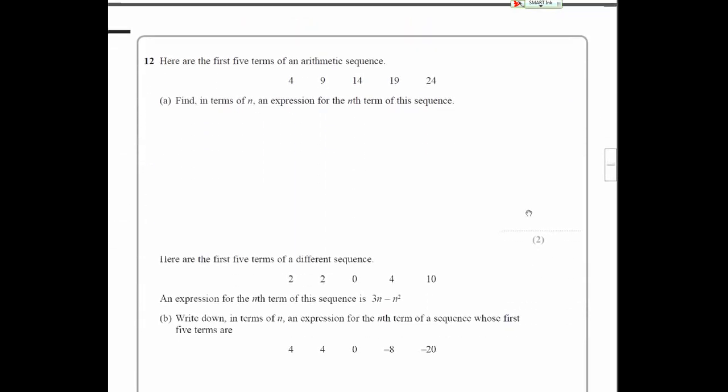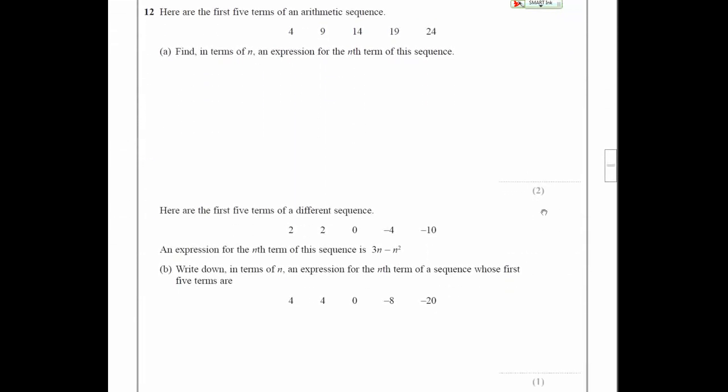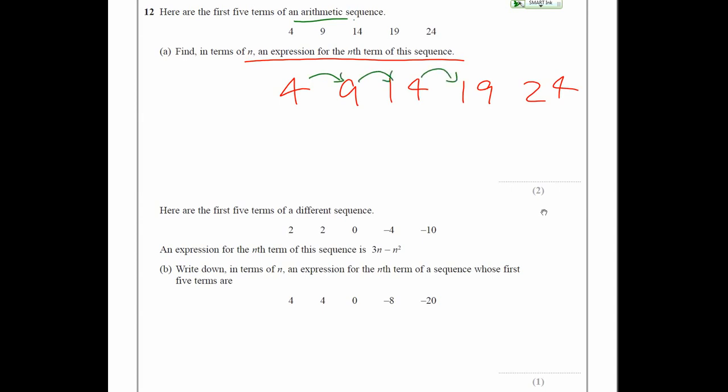Here's the first 5 terms of an arithmetic sequence: 4, 9, 14, 19, 24. Find, in terms of n, an expression for the nth term. Don't worry about the word arithmetic. It just means you're adding things on each time. Let's figure out what we're adding on each time. We're adding on 5. It works every time.